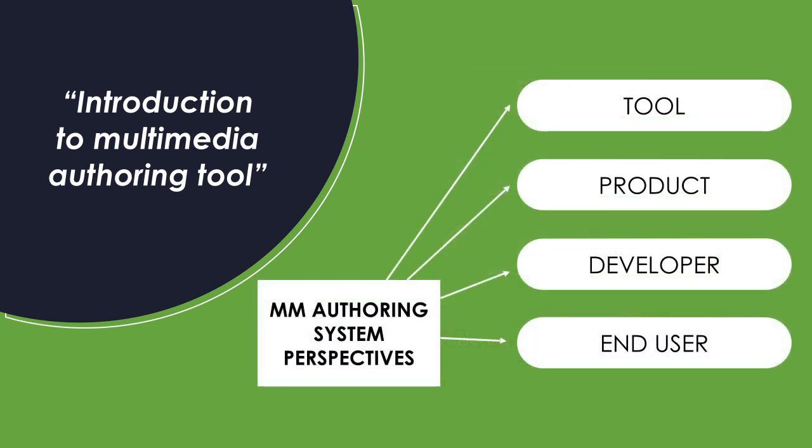The multimedia authoring tools can be viewed from four main perspectives. The perspectives are the tool, the product, developer, and end user. This means to select the most suitable multimedia authoring tools, a developer has to consider these four perspectives. From the tools perspective, a developer has to look at what the tools have to offer. The tools have to provide all the features that are needed by a developer to produce a multimedia project.